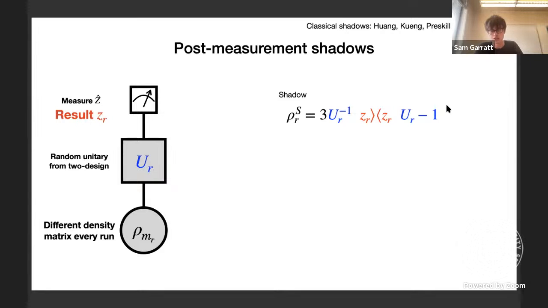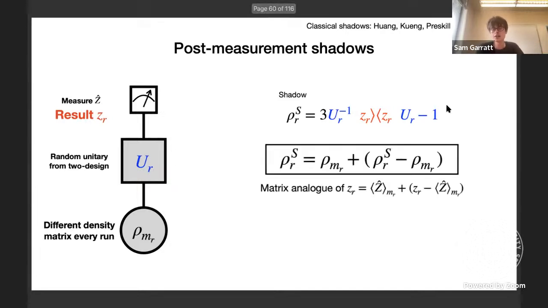The important thing is that a shadow has the property that when you average it over U and R and Z, you get the density matrix. In an analogous way to saying that you get the expectation value of an observable by averaging the eigenvalues you observe, the shadow generalizes this idea to matrices. So the shadow is to the density matrix what the eigenvalue is to the expectation value. Averaging the shadow gives you the density matrix.